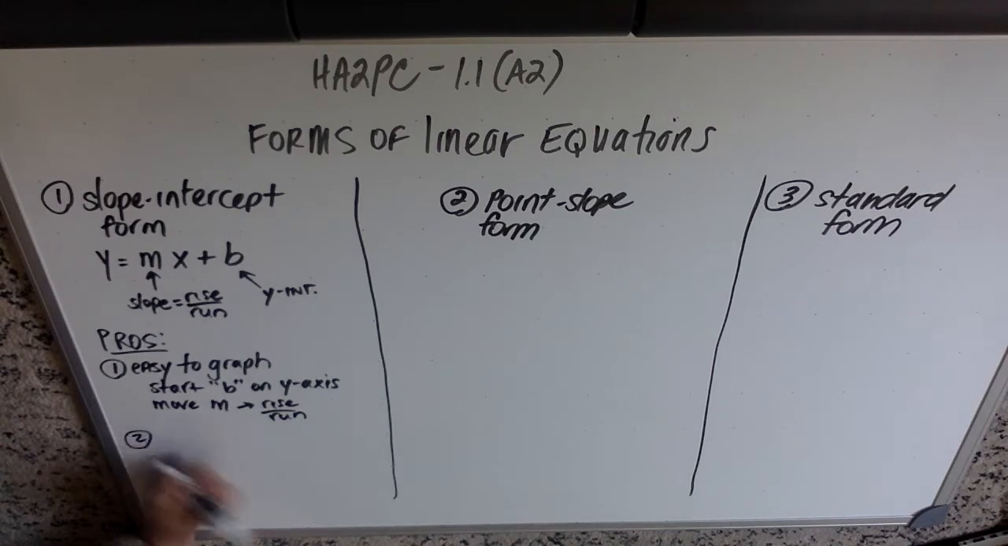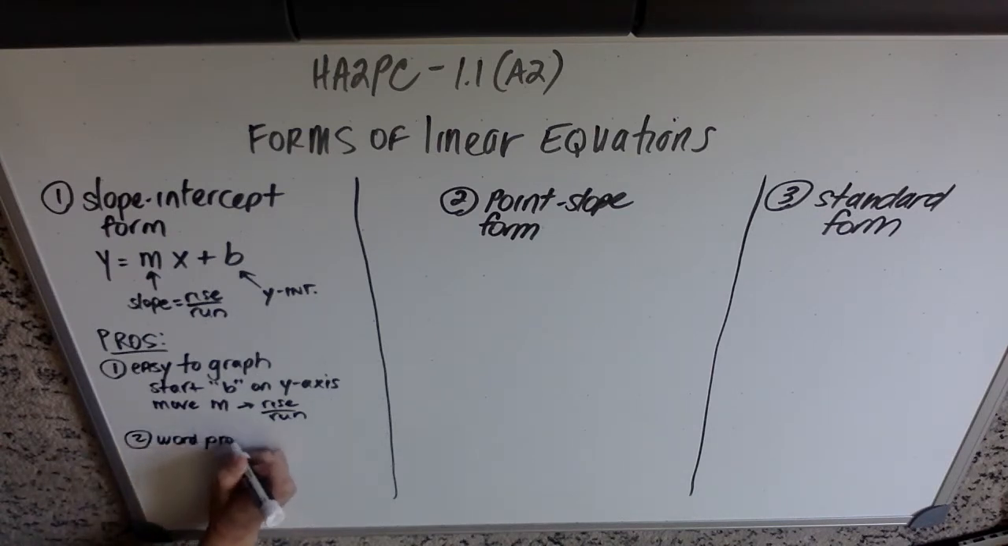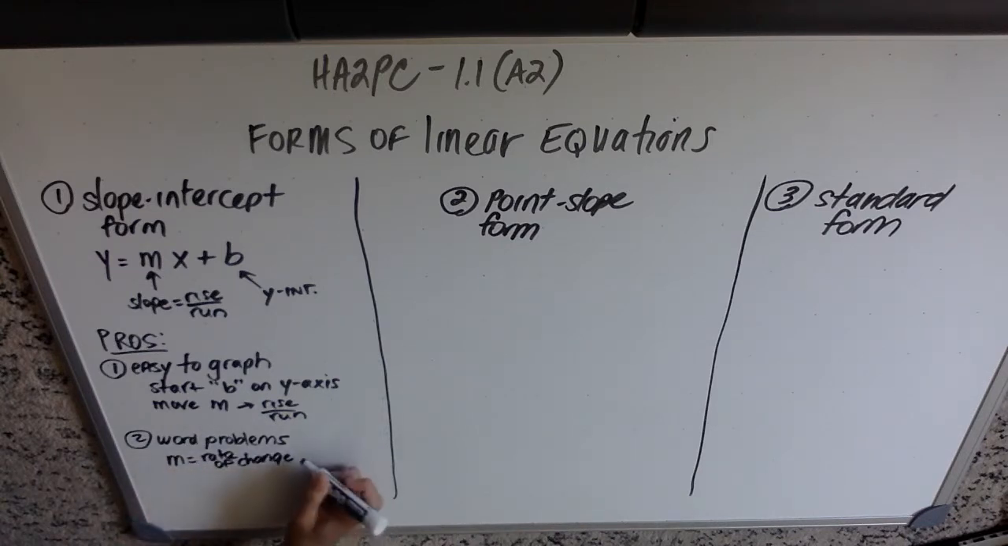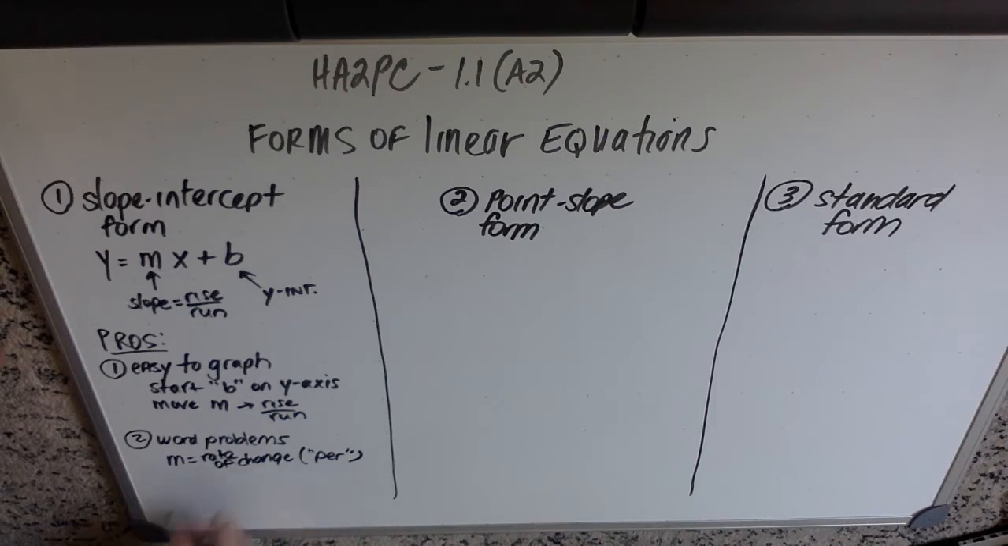The second reason this is useful is it's really good for word problems. Because in word problems, we're very often given the slope and the y-intercept in some kind of code. So the slope is usually some rate of change. You'll often hear the word per. So something per something, miles per hour, dollars per day, dollars per week, something like that.